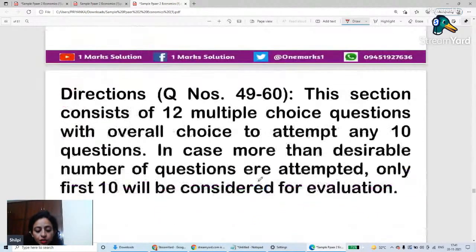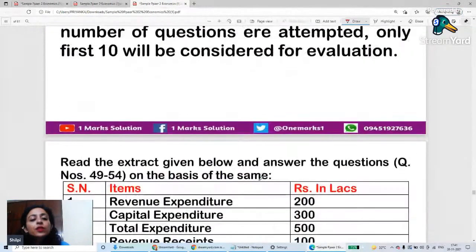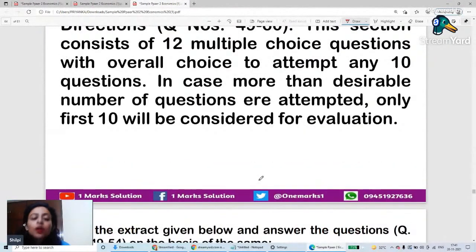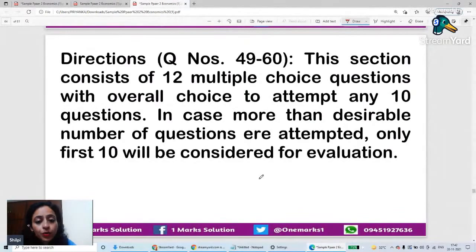Question number 49. Now this is section C. We are starting. See, already 40 questions you have attempted. Now this is section C where 10 more questions you have to do. So out of all these given questions, we have to choose only 10 correct options.